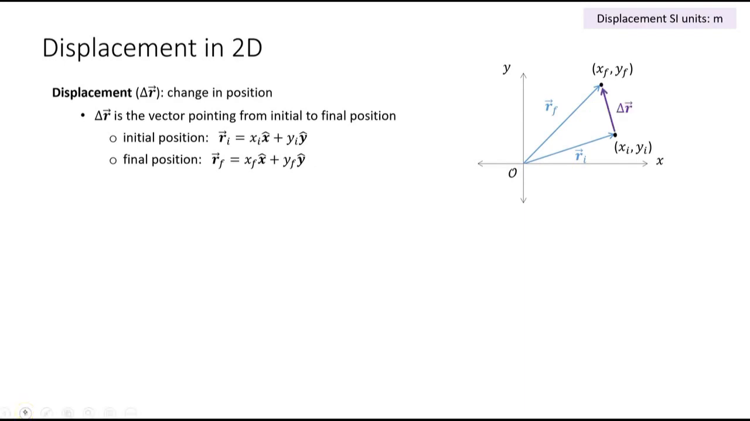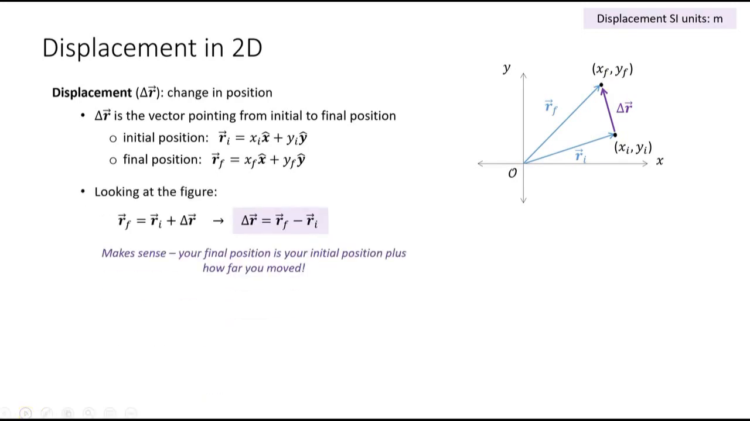So if we were to sketch that in here, we would get this purple vector, which I call delta r. So it points from my initial position to my final position. Okay. Then if we look at this figure, we can see that we actually have vector addition happening here.